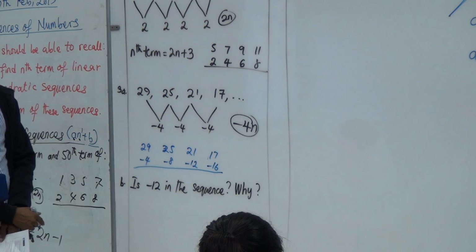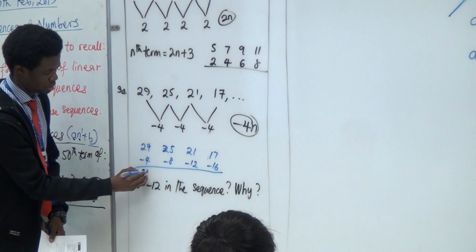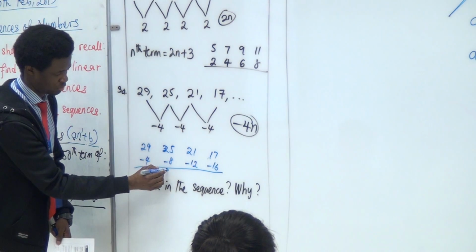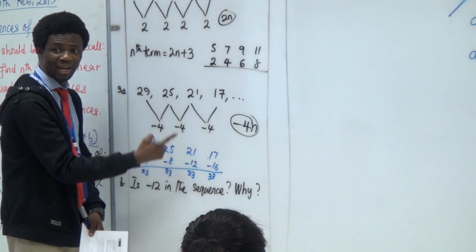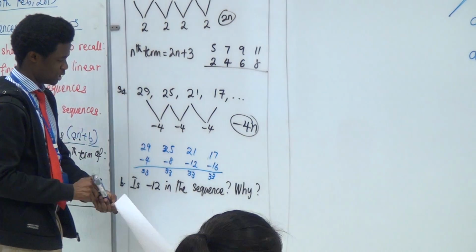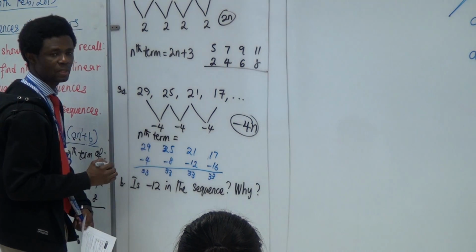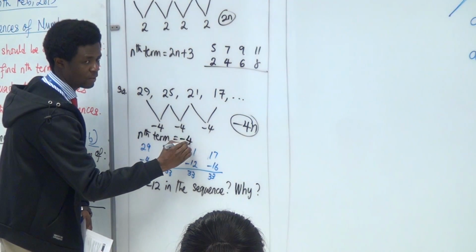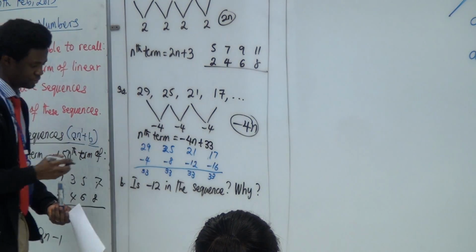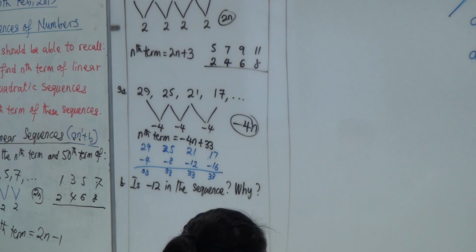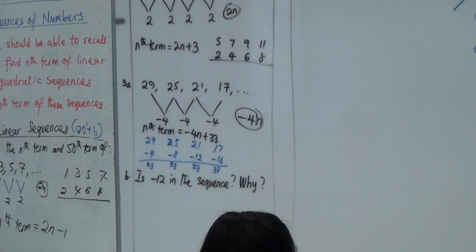What is the difference between this and this? 33. What about this one? 33. And this one? So there will be a common number to be added, right? So what does that tell us? Our n term is negative 4n plus 33. Careful. Does it make sense? So this is how you find the n term of a linear sequence. We have done this from year 1, year 2, I'm sure.